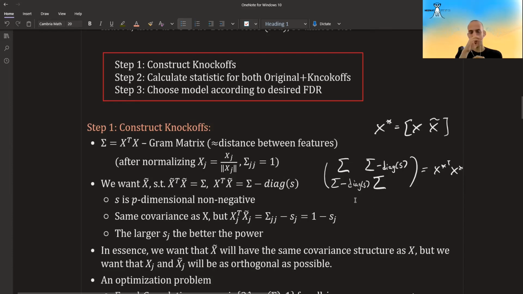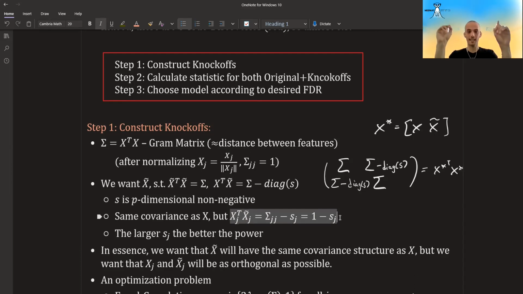Now, diag(s), s is some vector, and it has values that are non-negative. And what we want basically is that xj transpose x tilde j will be equal to sigma jj minus sj, but sigma jj, since it's normalized, is 1 minus sj. And we want to bring it as close to 0 as possible. So basically, we want our knockoff feature to have the same correlation with all the other knockoff features as the original feature has with all the other original features. We want it to have the same correlation with the original features, except for the original feature that corresponds to that knockoff feature. And we want the original feature and the knockoff feature of the same j to be as orthogonal and as perpendicular to each other as possible. And the more orthogonal they are, the better the power of the knockoff method.